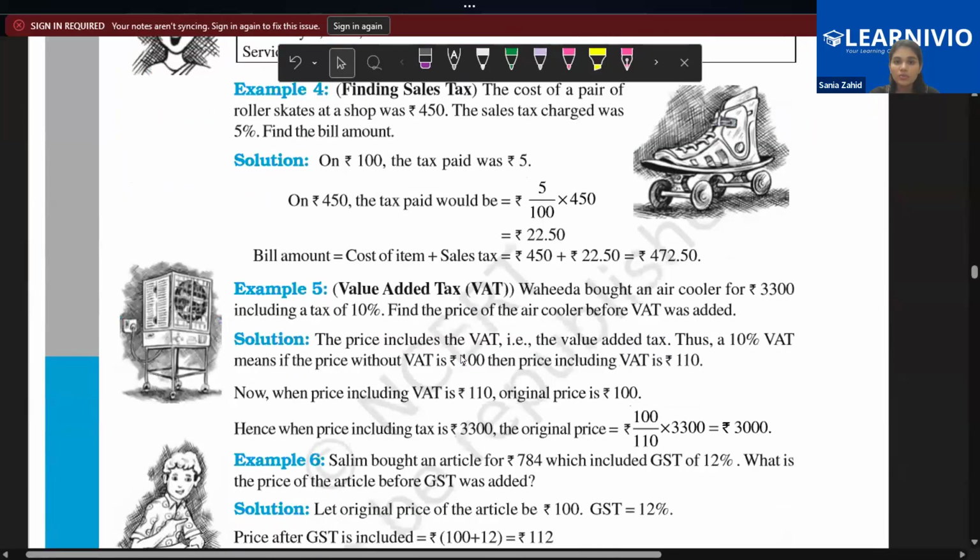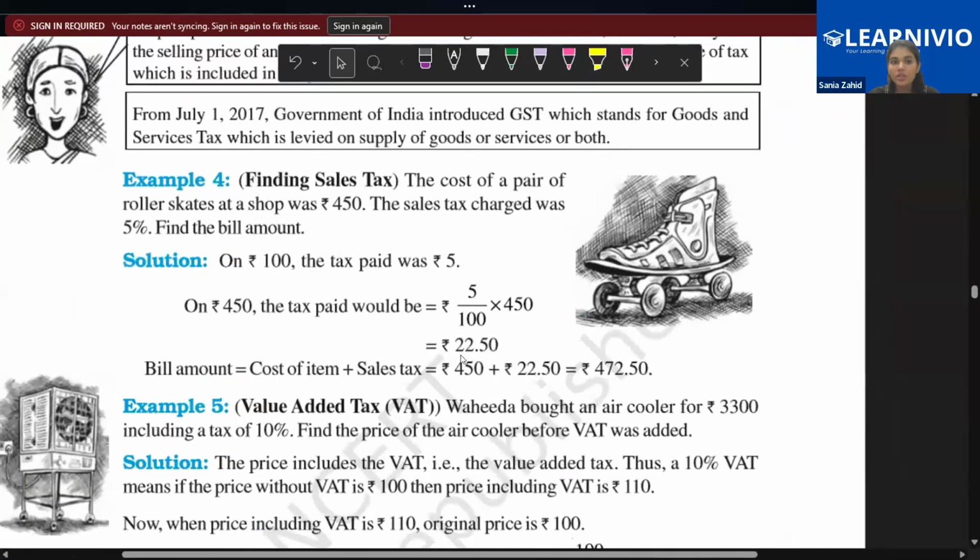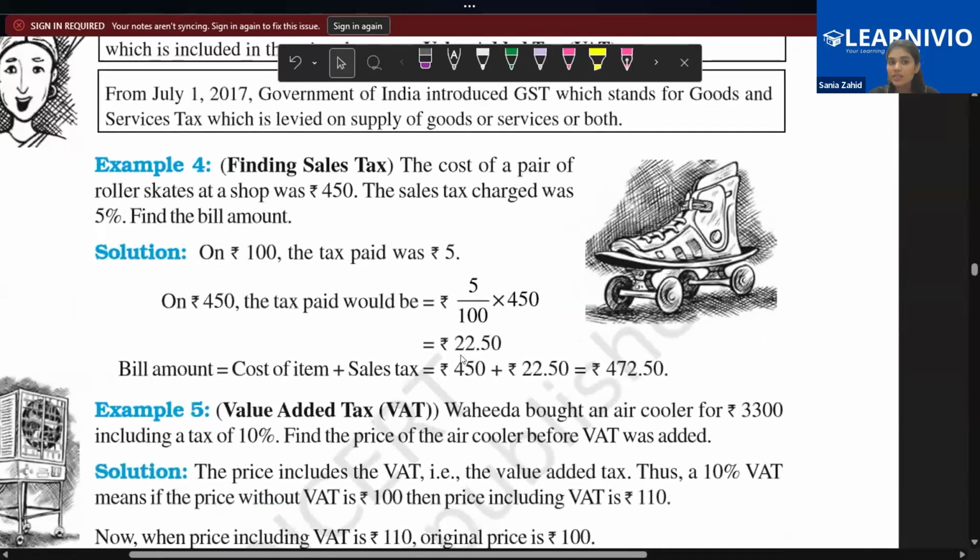So now, children, we come to the next question. Cost of a pair of roller skates at a shop was rupees 450. The sales tax charged was 5%. Find the bill amount. So, see, discount percentage is always subtracted from the original amount. But children, the sales tax is always added to the amount. Just remember this.